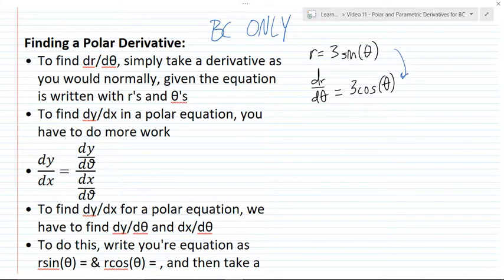Now sometimes you'll be asked to find dy dx, and if you didn't know this right here, or how you would get that, you might be confused and think, do I have to convert this to Cartesian and then differentiate implicitly and then convert everything back? And the answer is no, you don't. You just have to find dy d theta over dx d theta.